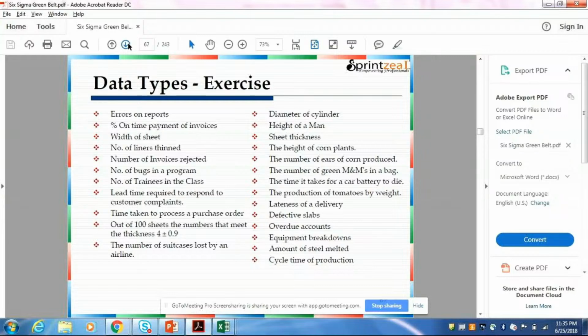Number of invoices rejected. Discrete. Yep. Number of bugs in a program. Discrete. Number of trainees in the class. Discrete.